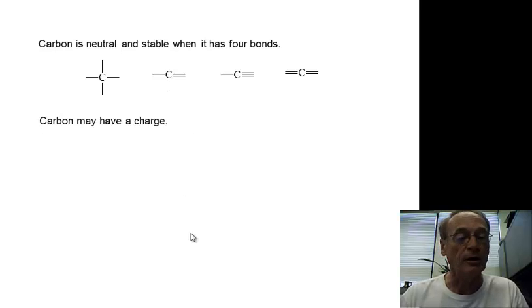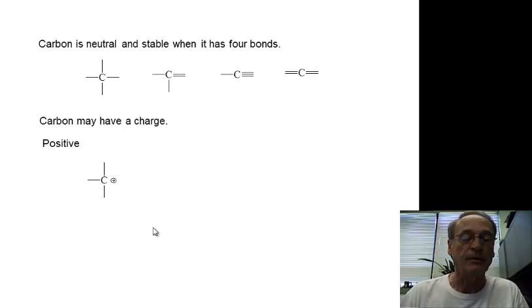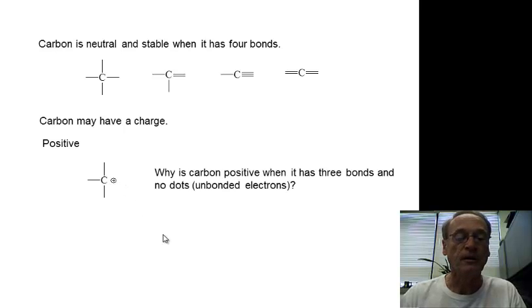But carbon may also have a charge. In some cases, we'll see that it will have a positive charge, and that can happen only when there are 3 bonds to carbon and no lone pairs. Specifically, then it has a valence of 3 instead of 4, so it has to have a +1 formal charge, thus the positive charge. I've drawn a circle around the positive charge here to emphasize it.